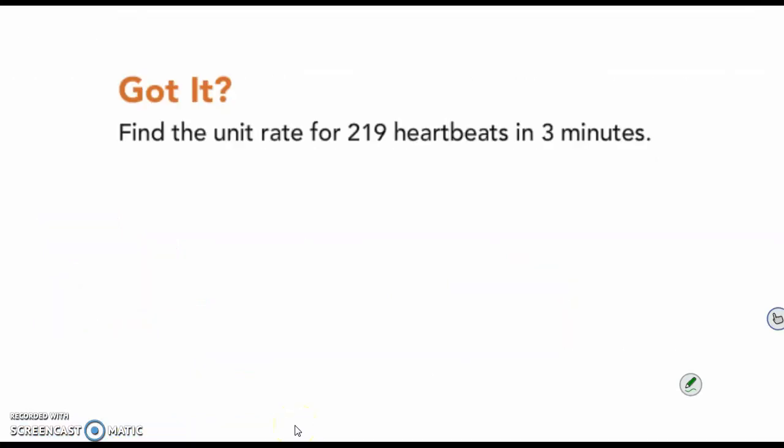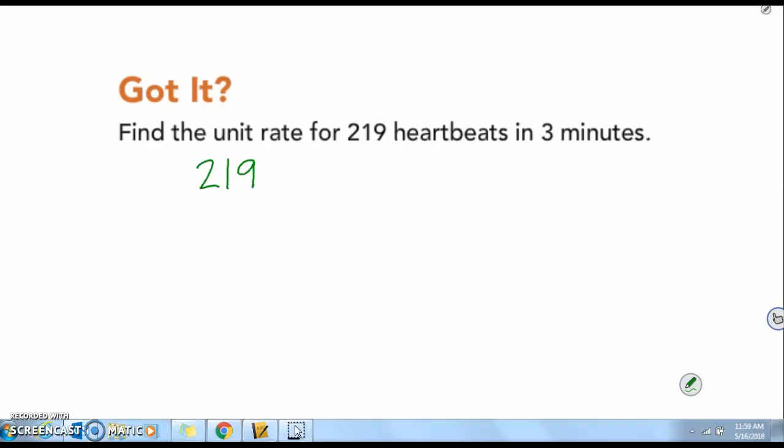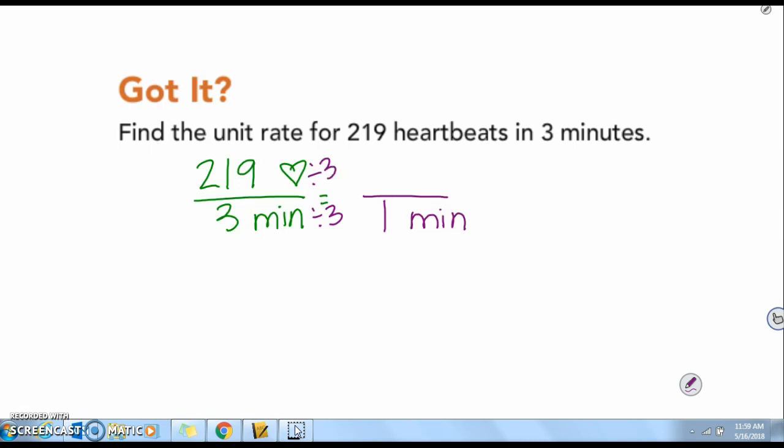Answer this question in your notes. Find the unit rate for 219 heartbeats in 3 minutes. As a rate, this would be written as 219 heartbeats in 3 minutes. Remember, when we have a unit rate, we're trying to find per 1. So we want to know how many heartbeats in 1 minute. So we're going to divide by 3, because 3 divided by 3 is 1.